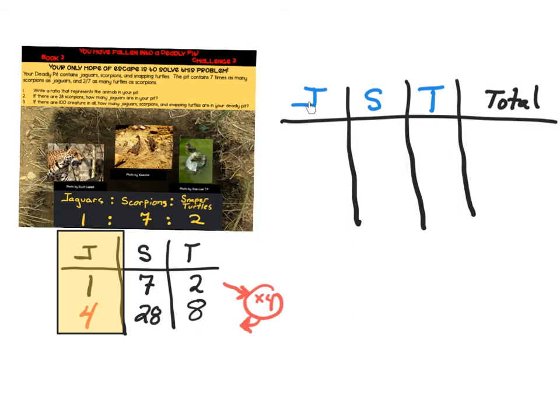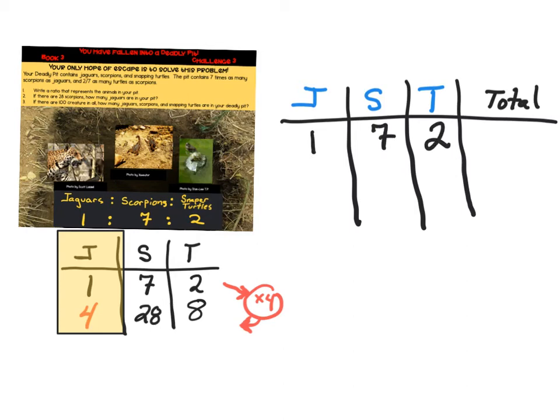So I'll start off with the same exact setup as I did down here with the triple-decker T-chart. I've got jaguars right here in the first one. Then I've got scorpions right here in the second one. And I've got snapper turtles right here in the third column, right? So I'm going to grab this same ratio, 1 to 7 to 2, and we'll plug that in. So let's go ahead and do that right now. I've got 1 to 7 to 2.